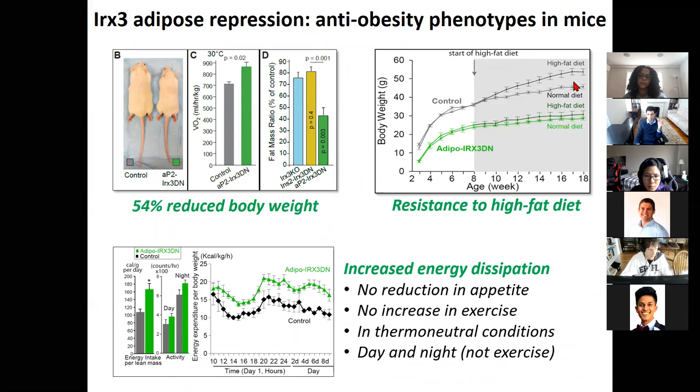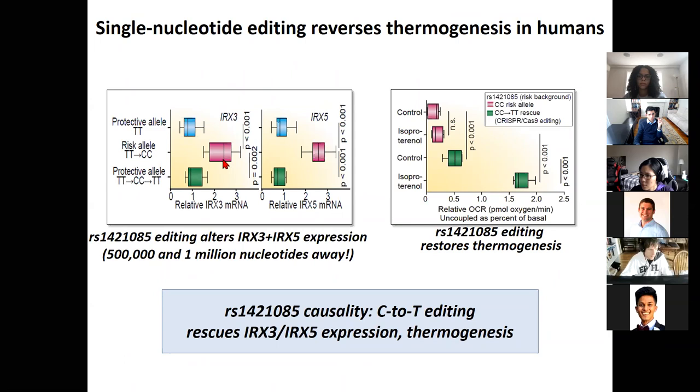When normal mice gain weight, the IRX3 dominant negative mice in adipocytes were not able to gain weight. And they did not change their exercise, they did not change their appetite, they only changed their thermogenesis, their burning of calories. And lastly, we saw that editing that single nucleotide variant from T to C led to derepression of the gene, mirroring the risk phenotype. And editing back from C to T showed repression again, restoring successful repression of IRX3 and IRX5. And indeed, editing that single nucleotide variant showed that you could change and restore thermogenesis in the risk individuals by taking primary adipocytes from risk carriers and changing them into non-risk carriers.